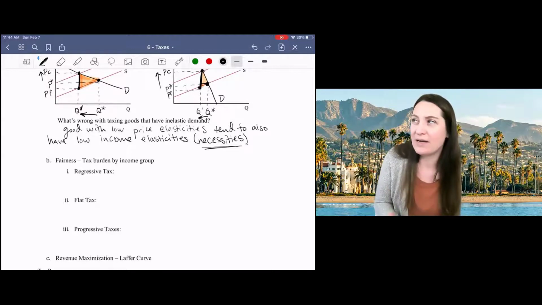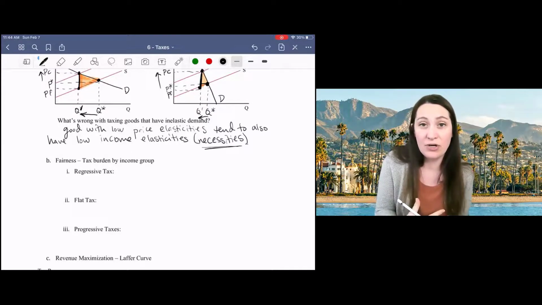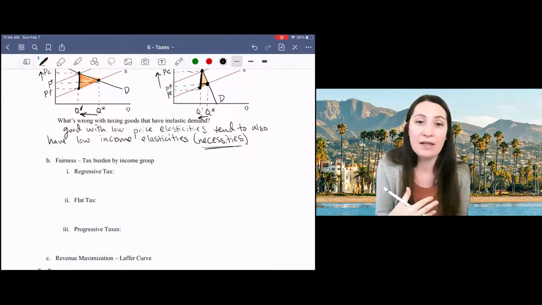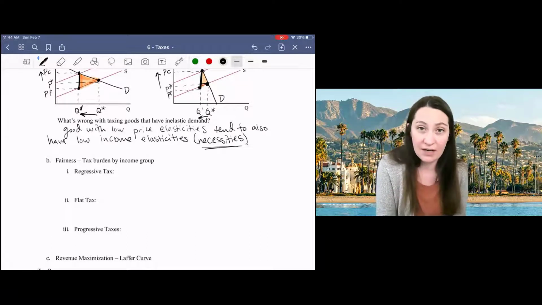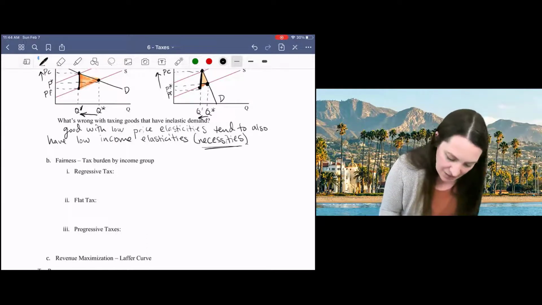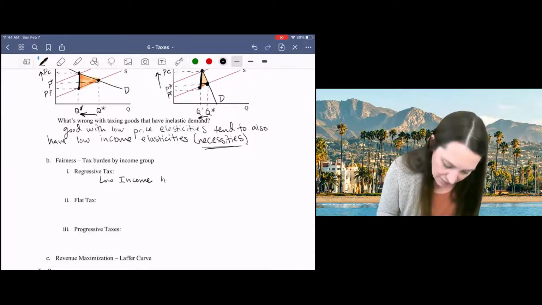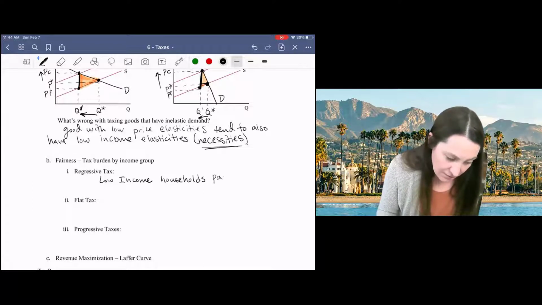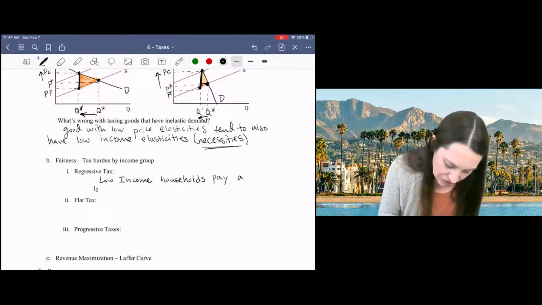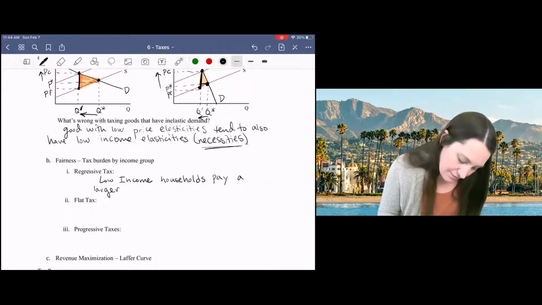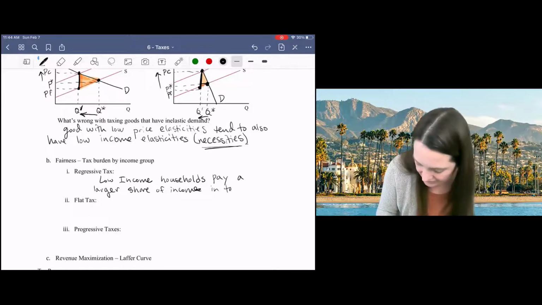Okay, so a regressive tax, like a tax on necessities, falls more disproportionately on low-income households, not necessarily in the sense that low-income households pay a larger amount of tax, but they pay a larger proportion of their income in a tax. So a regressive tax is one where low-income households pay a larger share of income in taxes.